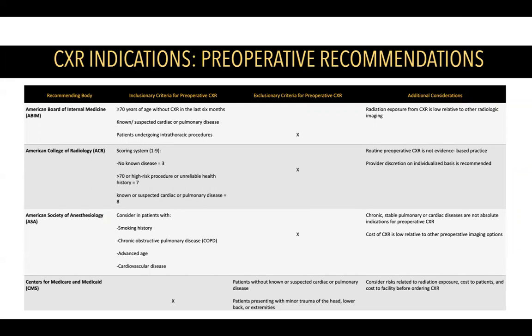The Centers for Medicare and Medicaid outline exclusionary criteria for preoperative chest x-rays. Keep in mind that the inclusionary criteria exist to provide guidance, and that provider discretion based on the patient's condition is best practice. In general, patients of advanced age and those with known or suspected cardiac or pulmonary history warrant preoperative chest x-rays.